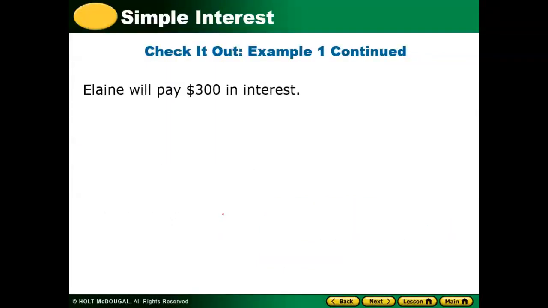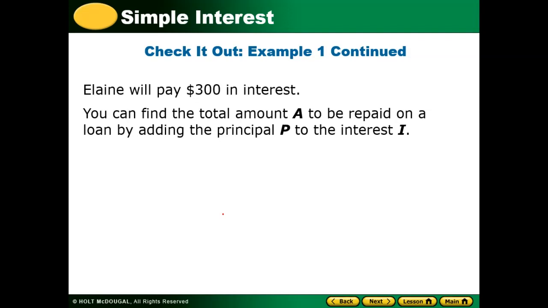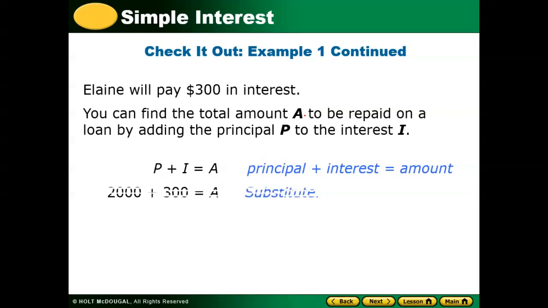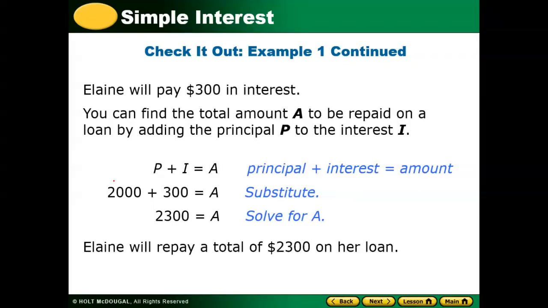For the second part, we know that she paid $300 in interest, and we also know her original amount. So P plus I equals A, that's how we find our amount. We've calculated interest as $300. We know that the original principal value that she took out was $2,000. So the total amount to be repaid on the loan was $2,300.